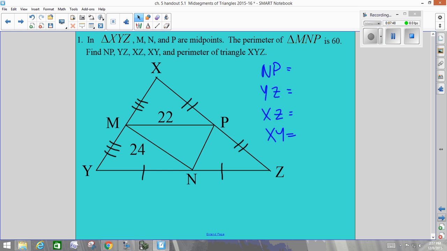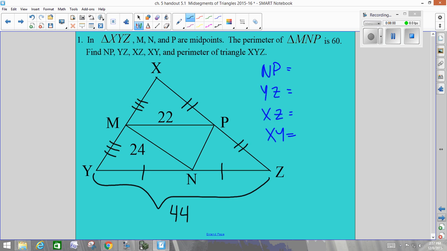Okay, Spence, which one do you have? YZ would equal 44. What do you guys think? Yay or nay? Yay? You can't agree to your own thing. Yes, I can. Okay, somebody else. Trevor. XZ is 48. The rest of you, yay or nay? Yay, good job.